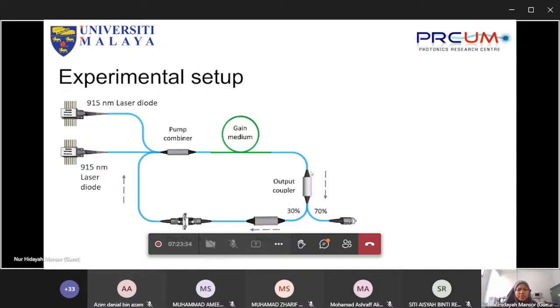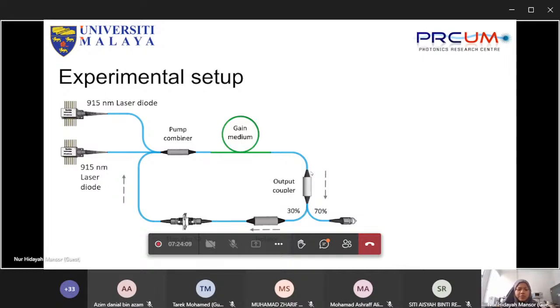So it will absorb the pump and emit signal at the 1.5 micron region. And then the output of the gain medium will go through the coupler. It is a 70-30 coupler. So 70% of the signal will be connected to the measuring equipment, which is the OSA, oscilloscope, spectrum analyzer, and others. Whereas the 30% of the signal will pass to the isolator to ensure a unidirectional signal and pass to our SA.